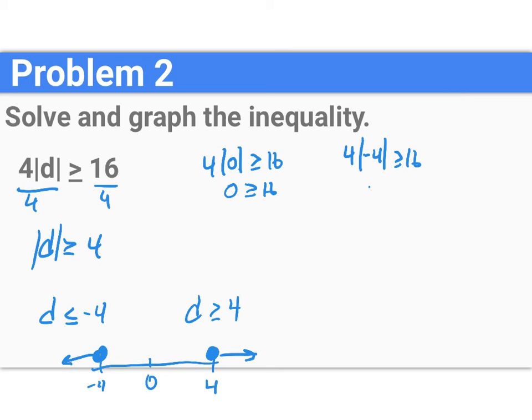The absolute value of negative 4 is positive 4. 4 times 4 is 16. It is equal to 16, so this works. And then we try our positive case. 16 is equal to 16, so that works. So all 3 of our testers work.